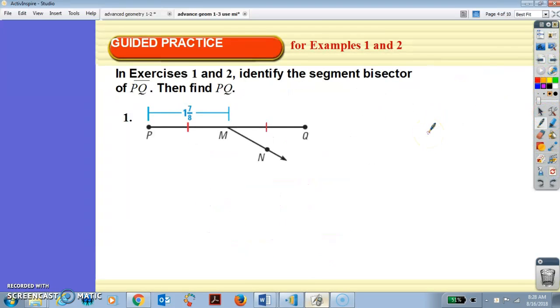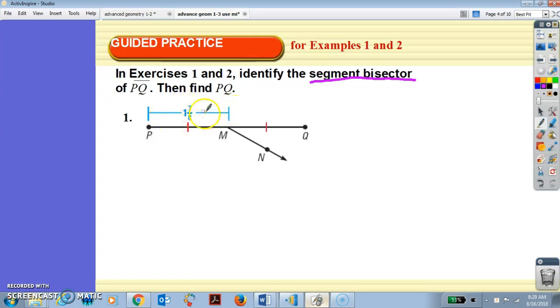In exercises 1 and 2, identify the segment bisector. So a segment bisector does what? It bisects a segment. It cuts a segment into two equal parts. So identify the segment bisector. So what is our segment bisector here? Ray MN is cutting it into two equal parts, right? And then what is PQ?